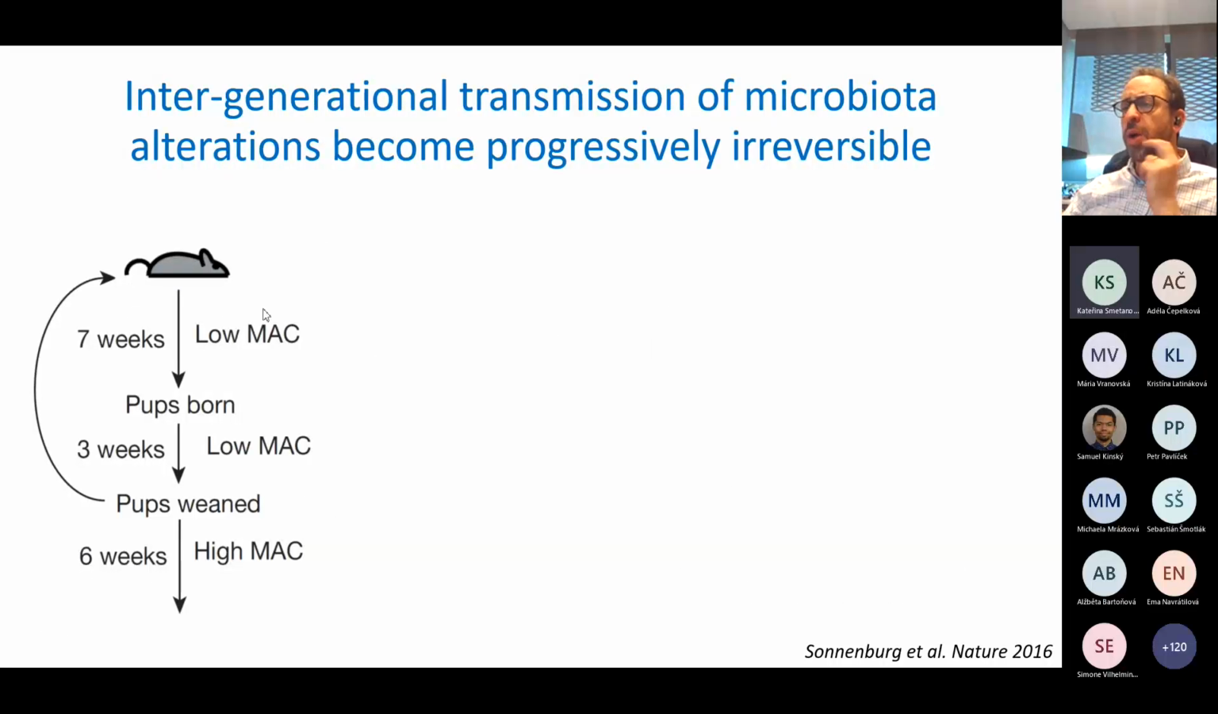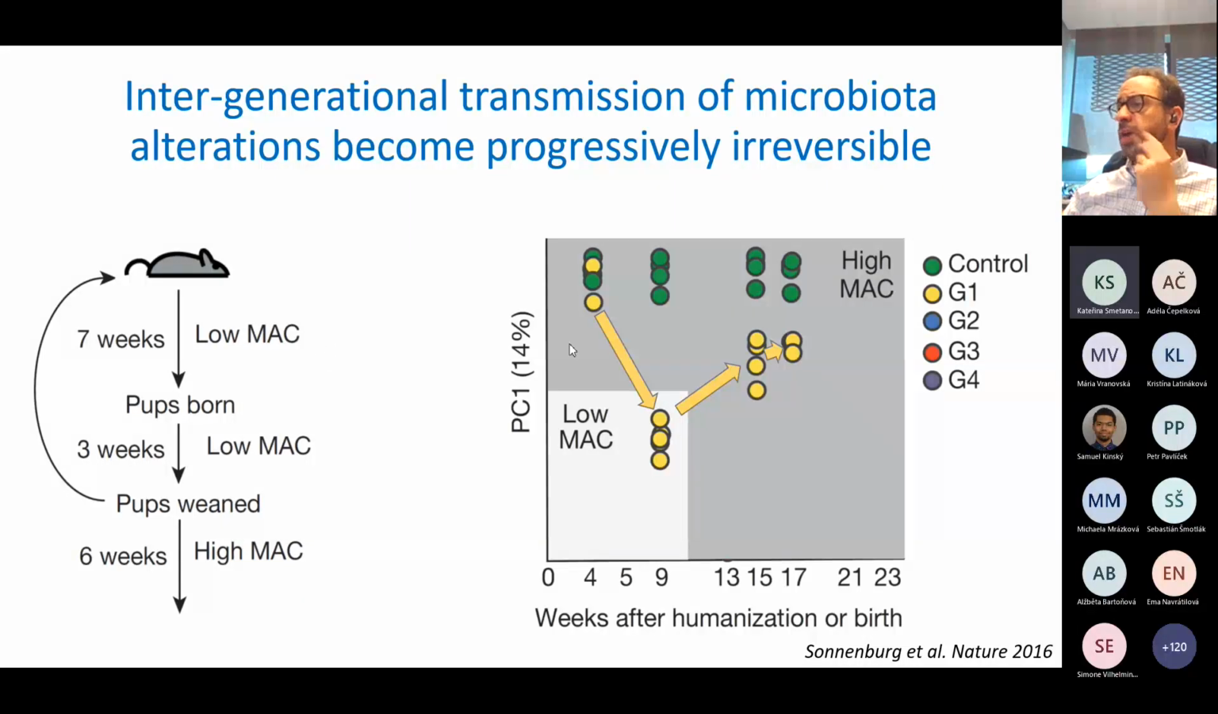However, the question now is to know what is happening when you follow this perturbation of the microbiome with a low fiber diet for several generations. Can you still go back to the initial state? And you are going to see the answer to that.